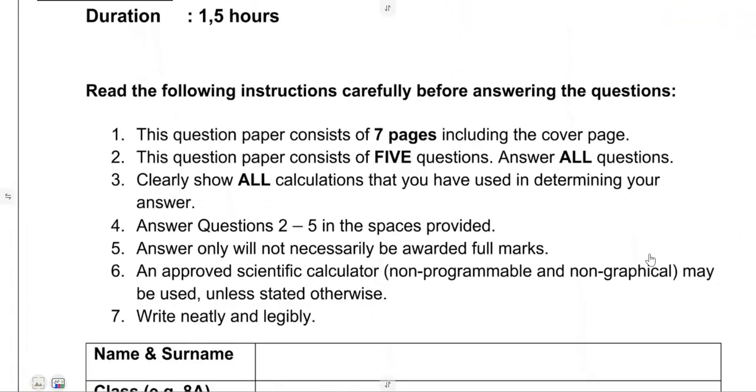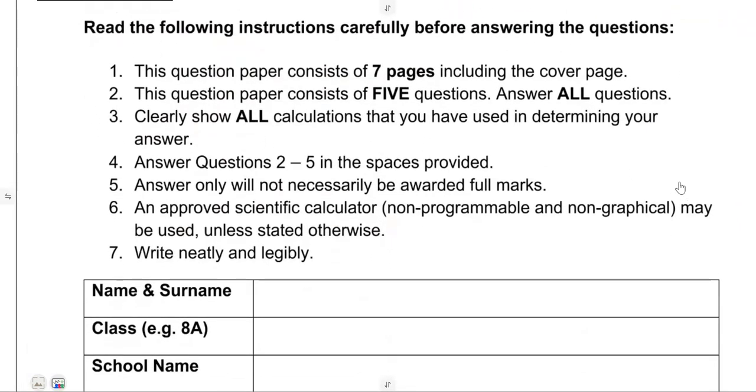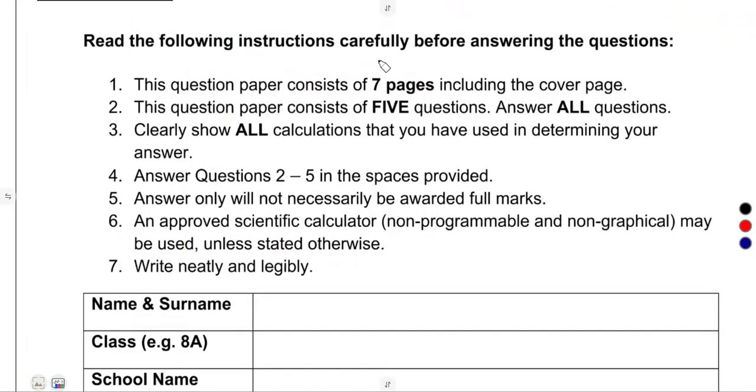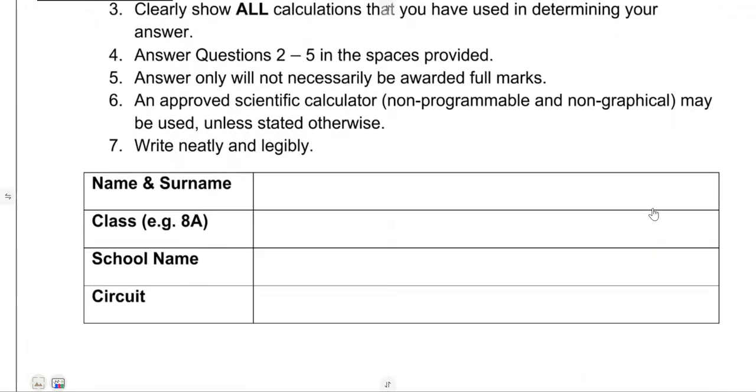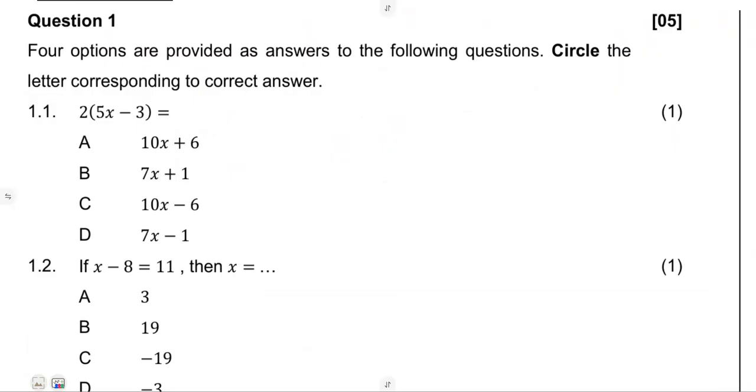So just make sure you do revise as you are given your ATP. You know that you're supposed to work out all the topics of your term 3. So that was it, guys. Read the following instructions carefully before answering the questions. So make sure that you read each and every instruction that you are given. So that was the first part.